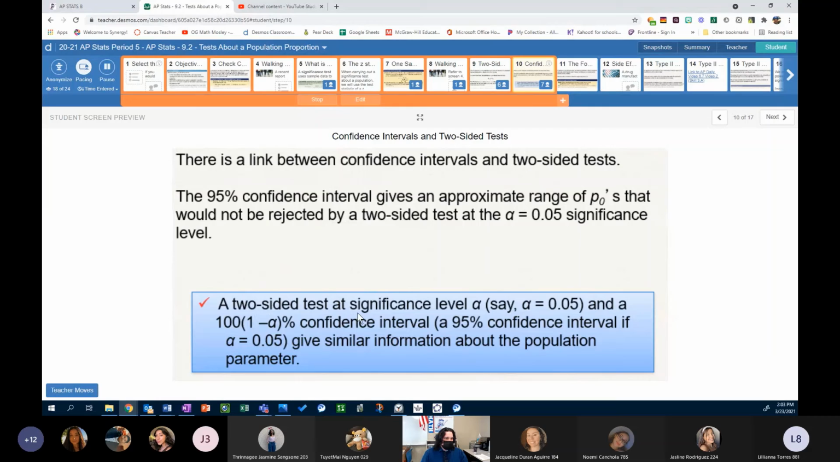Okay, a two-sided test at significance level alpha, say alpha equals 0.05, and a 100 times 1 minus alpha percent confidence interval, a 95% confidence interval for alpha equals 0.05, give similar information about the population parameter. They tell us a little bit more about what is reasonable or plausible. And we do keep seeing this alpha equals 0.05. That's a go-to if you're not told what significance level to use. Otherwise, use whatever the context is telling you to use.